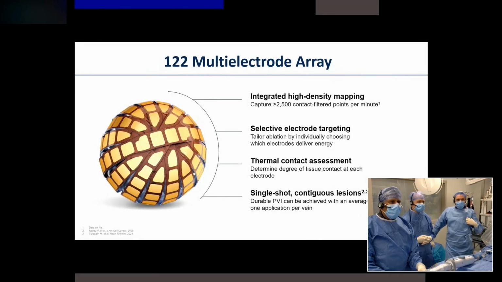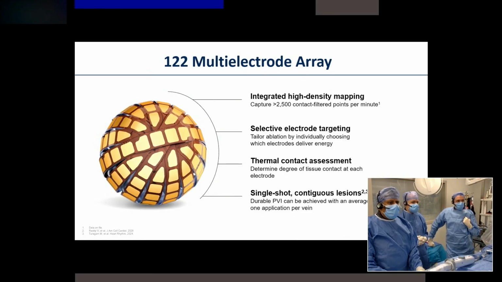Perfect. Thank you. So I'm just going to go through a couple of slides about the Globe. It's a 122 multi-electrode catheter. We can selectively choose which electrodes we're going to target from, and the contact is really based on thermal information rather than impedance, and I'll show you just that.